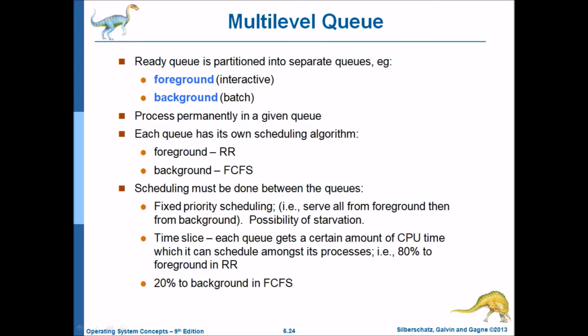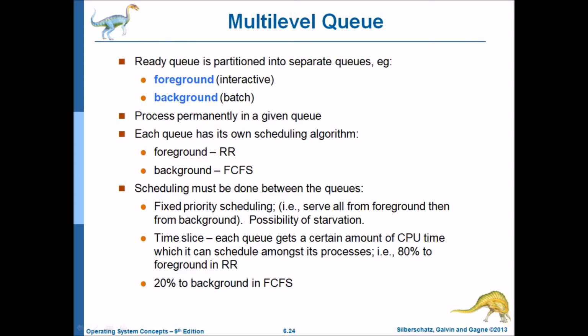So in addition, there must be scheduling amongst the queues. The scheduling must be done between the queues. Most modern operating systems use fixed priority scheduling, where it serves all from foreground and then from background, but there would be a possibility of starvation. So another possibility is to time slice among the queues.